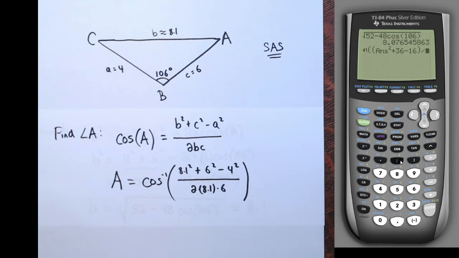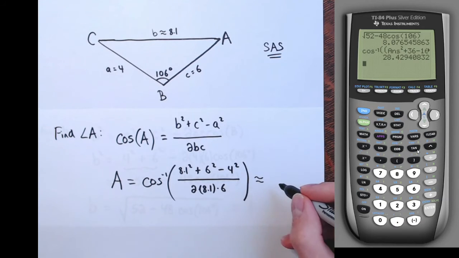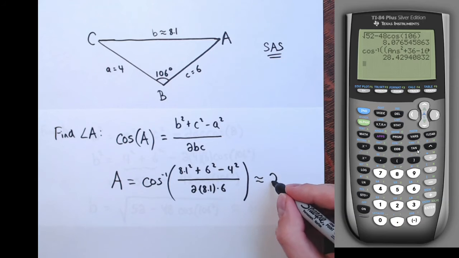Divided by, and then parentheses around the denominator. 2 times, and then again, instead of 8.1, I'm going to use the previous answer, this 8.076 stuff. Second answer times 6. Then close parentheses on the denominator, close parentheses on the whole inverse cosine, and there. Rounded to the nearest tenth, that's about 28.4 degrees, right?